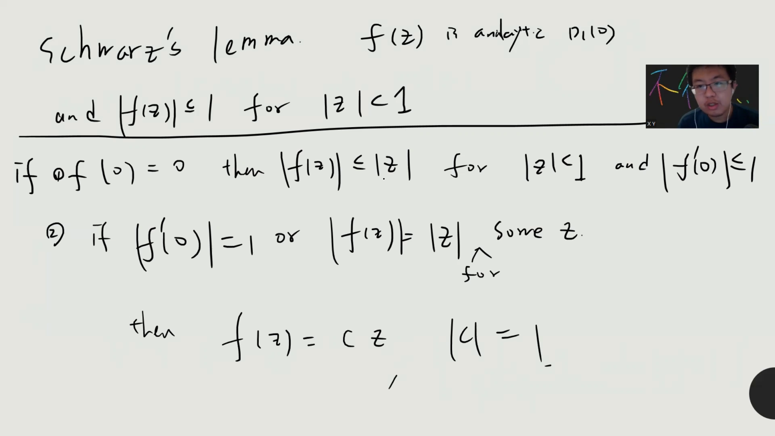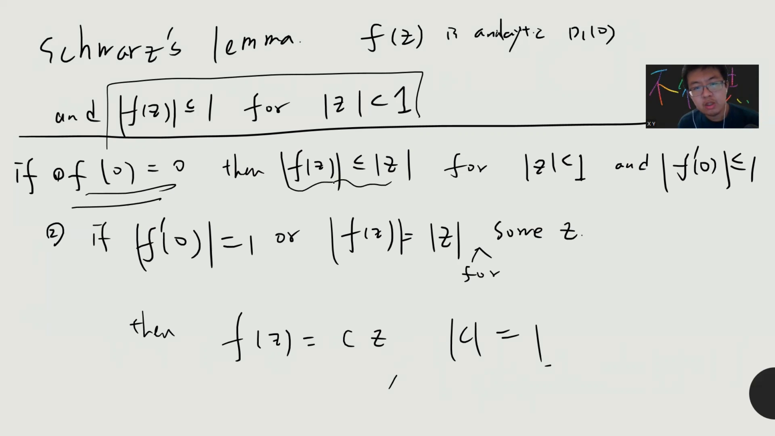Okay, so this tells you that if you have this condition and f(0) is 0, then |f(z)| is bounded by |z|. Okay, and the derivative is less or equal to 1. So this tells you that this function cannot have much restriction. But if you also require that the derivative at 0 has modulus 1, or |f(z)| equals |z| for some z, then this will force the function to be linear. Okay, so this is the Schwarz lemma.